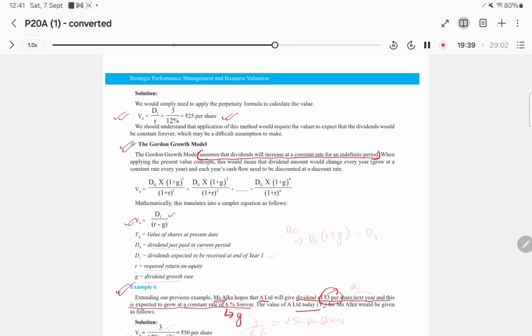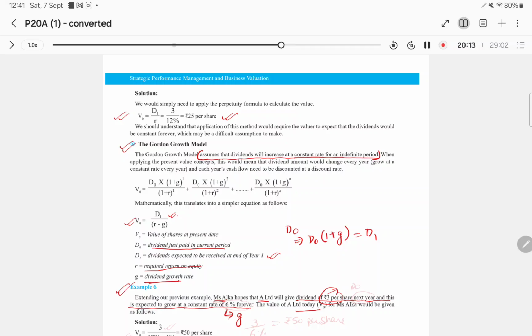How do we calculate it? We take D1, which is the dividend expected to be received at the end of year 1. Suppose D0 is given, that is the dividend just paid in the current year. Then D1 is calculated as D0 into (1 plus growth rate). Do remember this. The value is D1 by (R minus G), where R is the required rate of return on equity which Miss Alka expects to get, and G is the dividend growth rate.